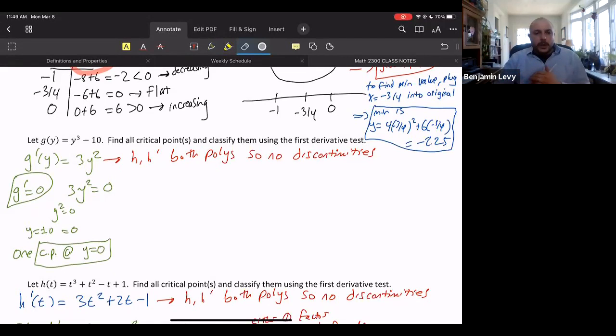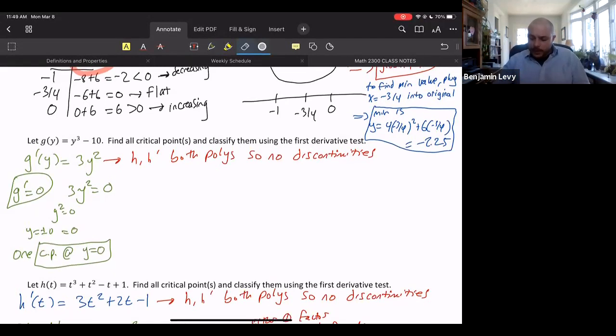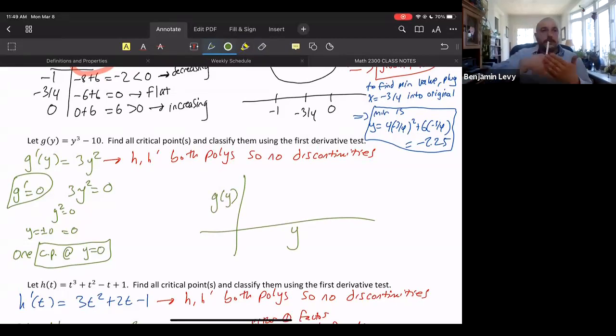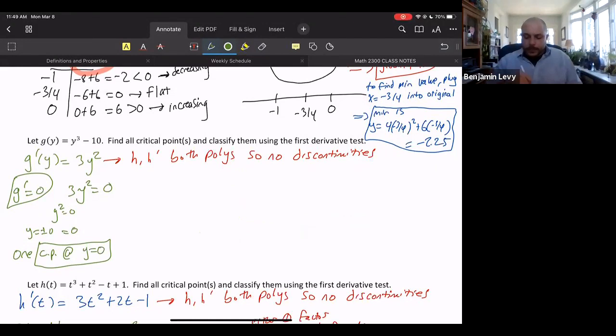I should clarify too, the y in this function is not the y value on the y-axis. It's just the input. If we were going to graph this, we would have y down here, and then we have g of y on the vertical axis. I should remember to change that. I know that confuses people sometimes too. We're not thinking about y as being an output. We're thinking about it as an input here. Anyway, there's only one critical point. Is that okay? All right, classify it. Go ahead.